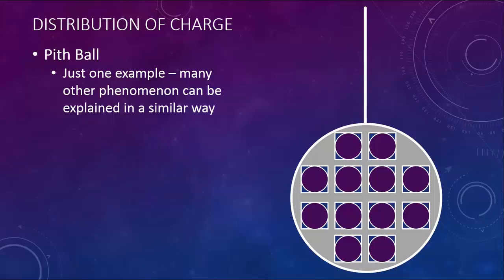Let's use for this example the pith ball. You should have used the pith ball in class. It's a little metallic coated styrofoam ball on a string. And this is just one example. A lot of the other phenomena that you'll see in class happen basically the same way. We're starting off with a neutral object. It has the same number of protons and electrons.